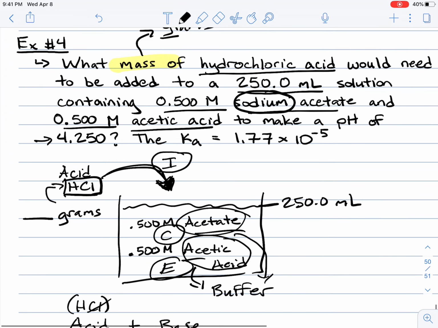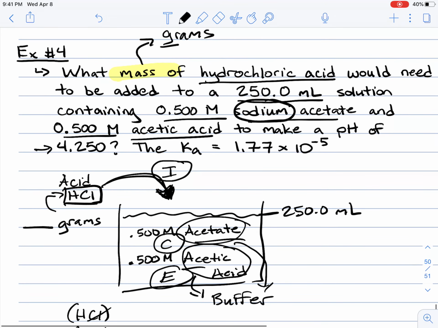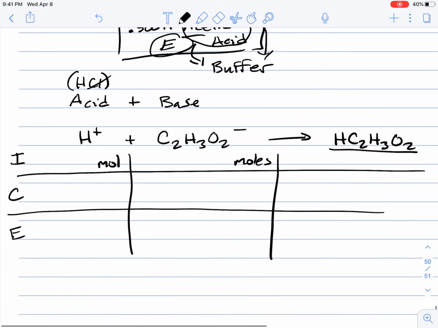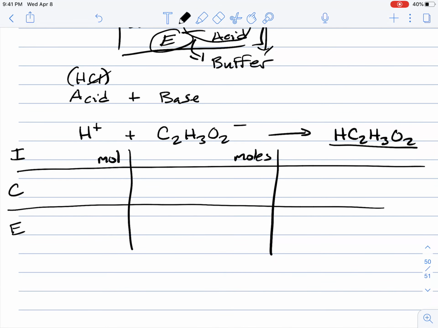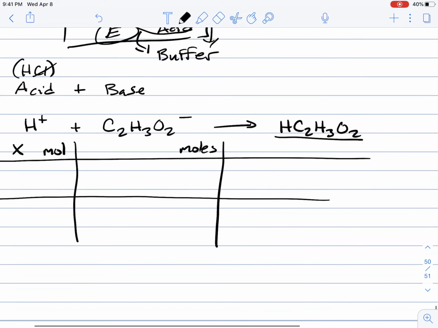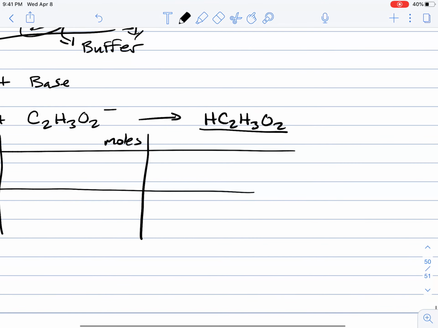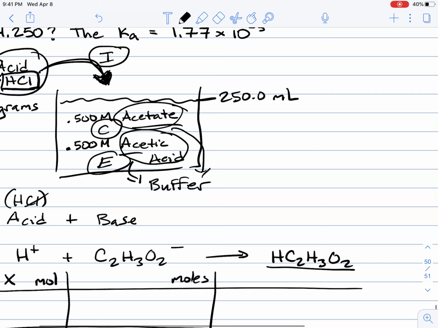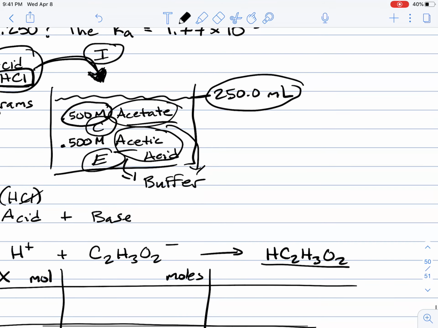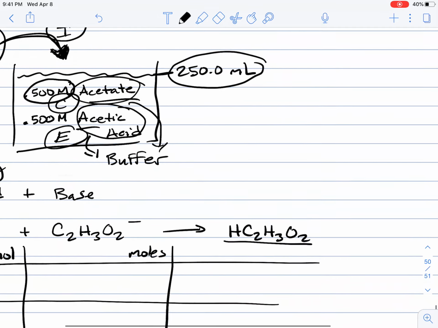Reading through the problem, notice that it didn't give us any indication of how much acid we have. Since we don't know how much acid we're going to put into the solution, we're going to represent that as X, very similar to the previous problem. For C2H3O2 minus, acetate, we do have the concentration and the volume. So we're going to multiply those two values after we convert milliliters into liters.